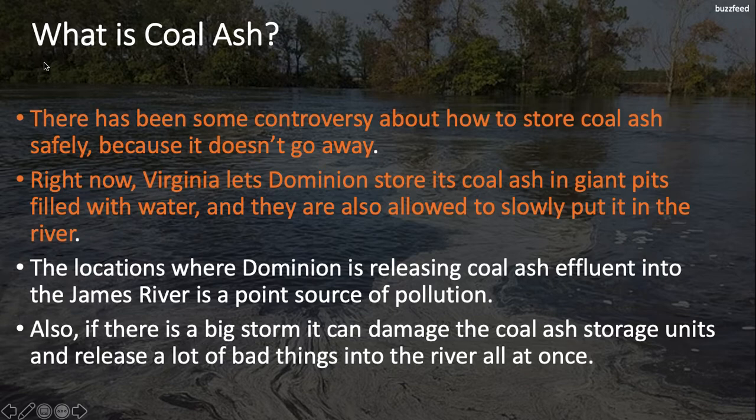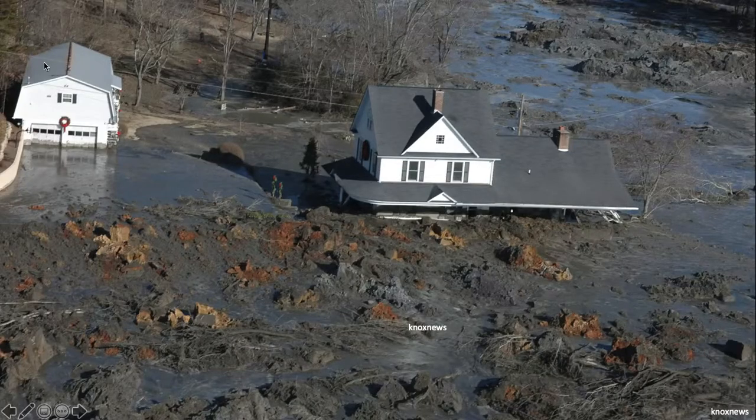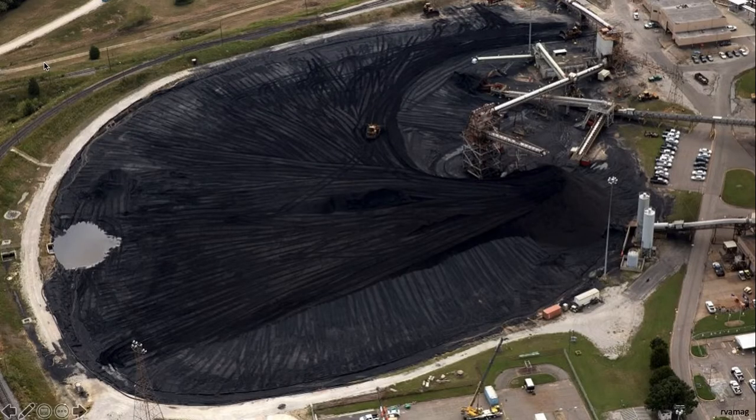Also, if there is a big storm, it can damage the coal ash storage units and release a lot of bad things into the river all at once. This photograph is from an event like that that happened in North Carolina, where some coal ash pits were breached during a storm. This is what a coal ash pit looks like from the air.